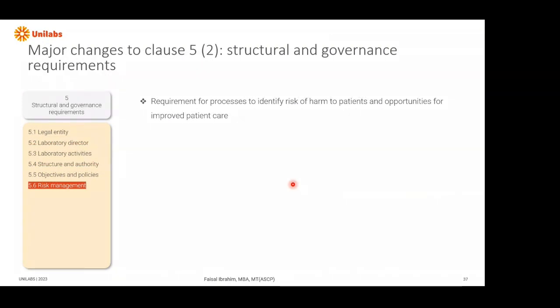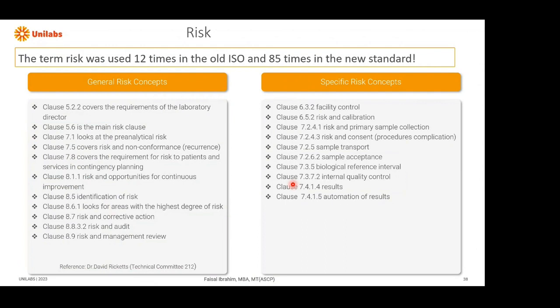Clause 5.6, that's the beginning of risk assessment and risk management. So when it comes to risk, as I mentioned, the term risk was used 12 times in the old ISO and 85 times in the new ISO. So it's all over the place. On the left side of the screen, you have the general risk concept, and then on the right side of the screen, the specific risk concept.